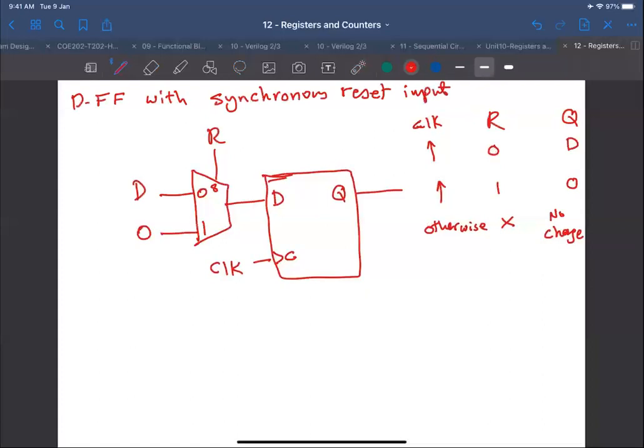Always when you have a synchronous reset input, it should affect the D input of the flip-flop. Asynchronous inputs are drawn inside of the flip-flop, like inputs inside there. And of course I haven't shown you how to implement asynchronous reset, but you should be able to do it by manipulating the latches and the master slave flip-flop. You can manipulate it a little bit to implement the asynchronous reset.